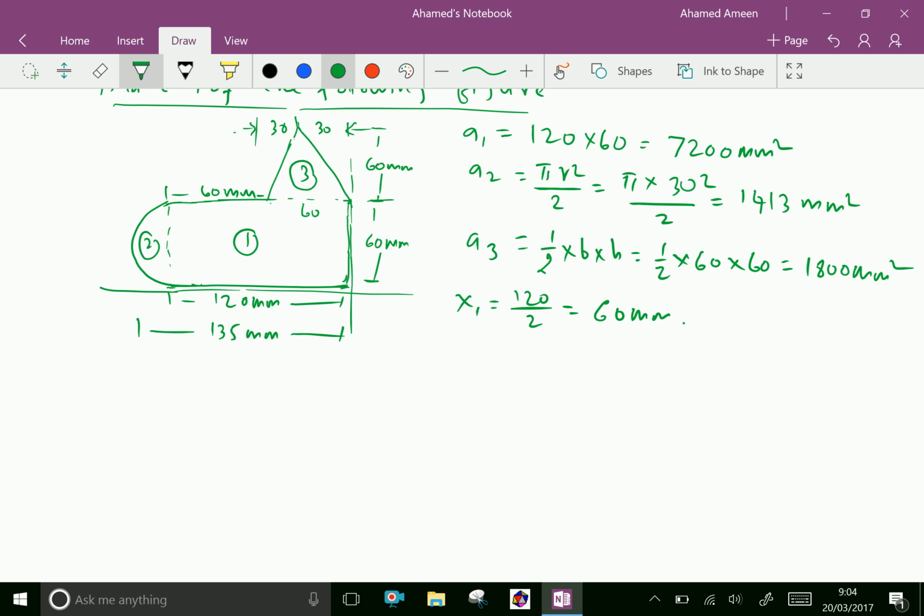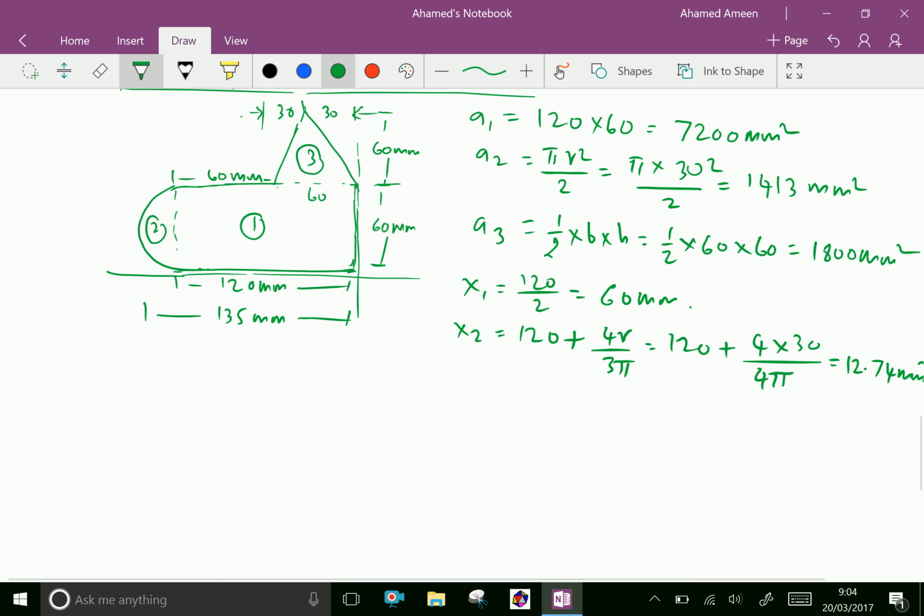Then x2 is 120 plus 4r by 3 pi, which is equal to 120 plus 4 multiplied by the radius of the semicircle, which is 30, over 3 pi, which gives 12.74 mm, sorry, mm.